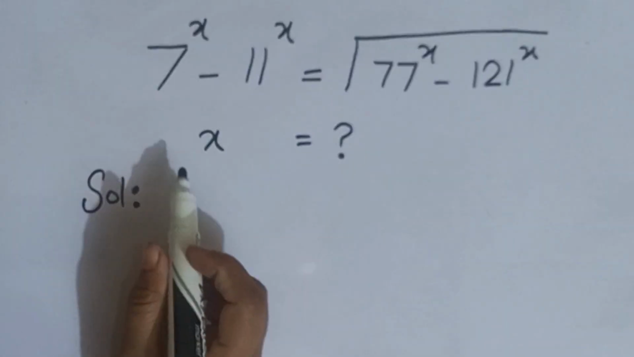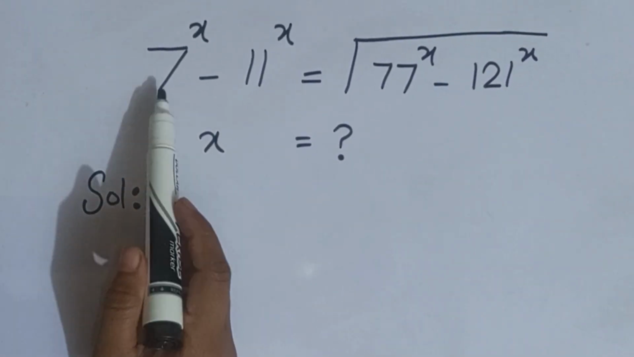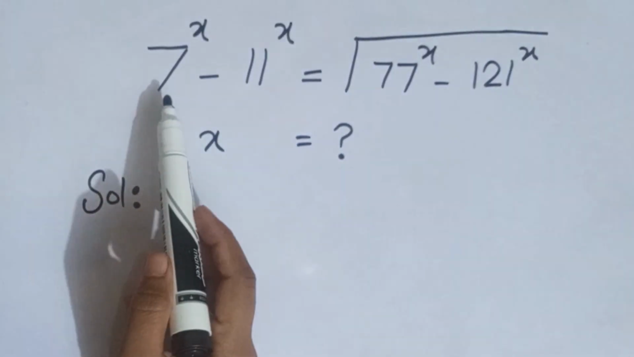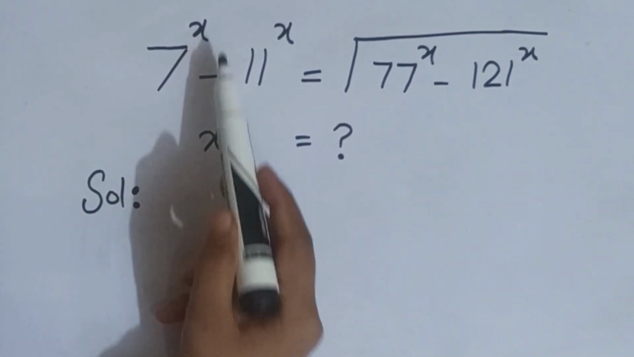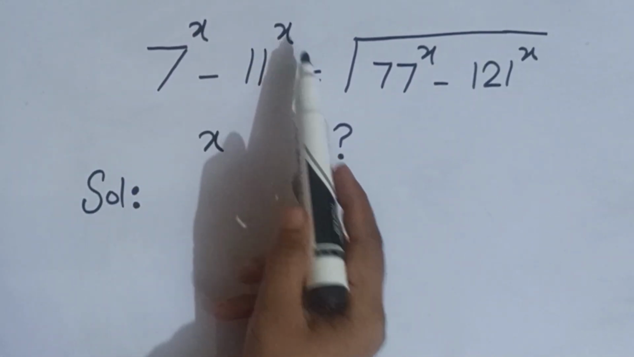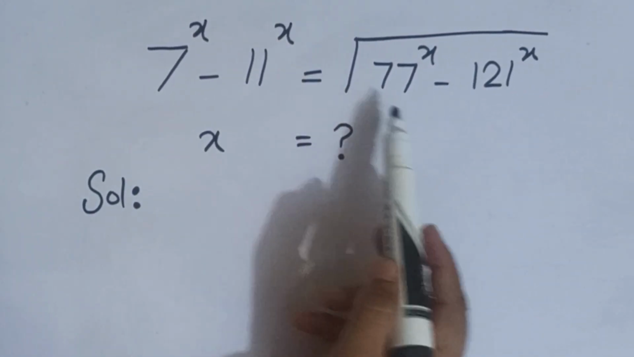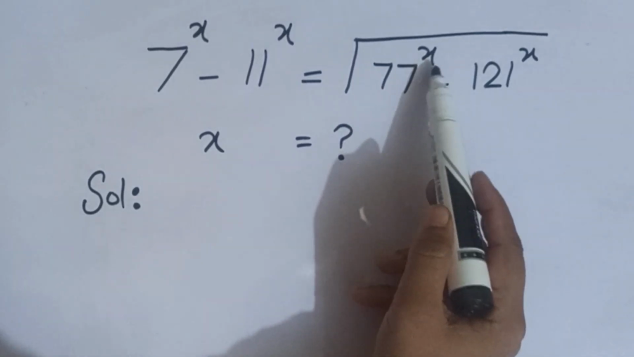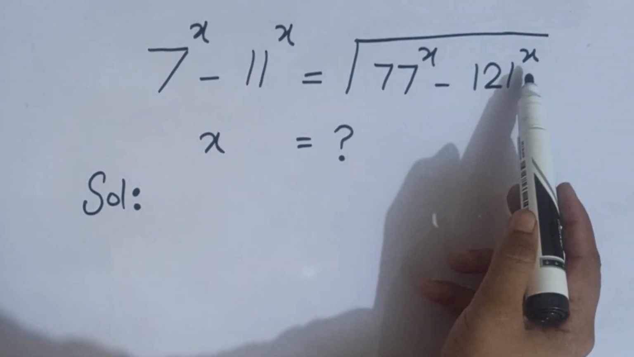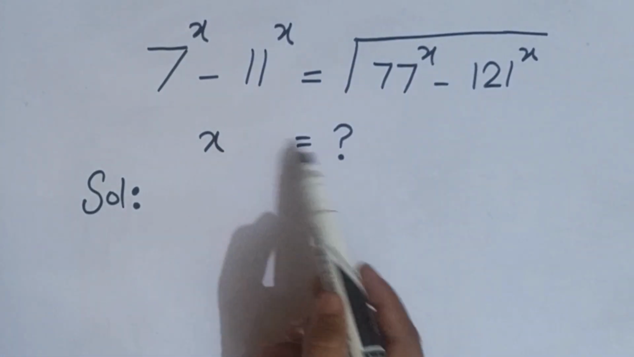Hello, good day everyone, and in this video we are going to solve this question: 7^x − 11^x = √(77^x − 21^x). We find the value of x.